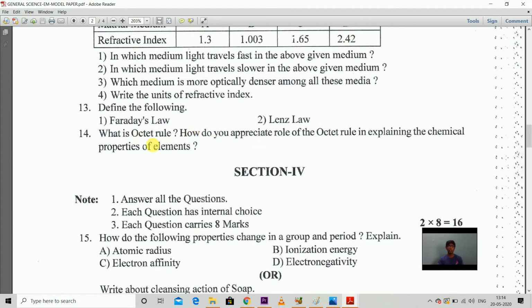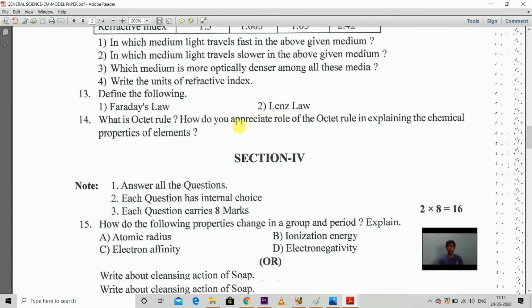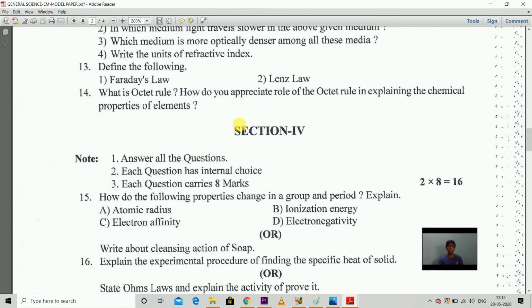Direct questions like what is the octet rule, and appreciation type questions are also asked. You have to read the appreciation type questions which are given in your textbook, and already you have learned such types of questions also. We know what kind of questions we are getting, so the same are repeated. Till now we have seen a total of 3 sections, where there is no choice.